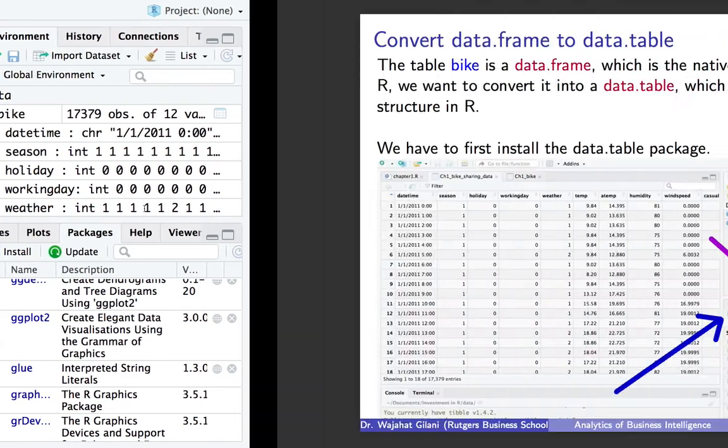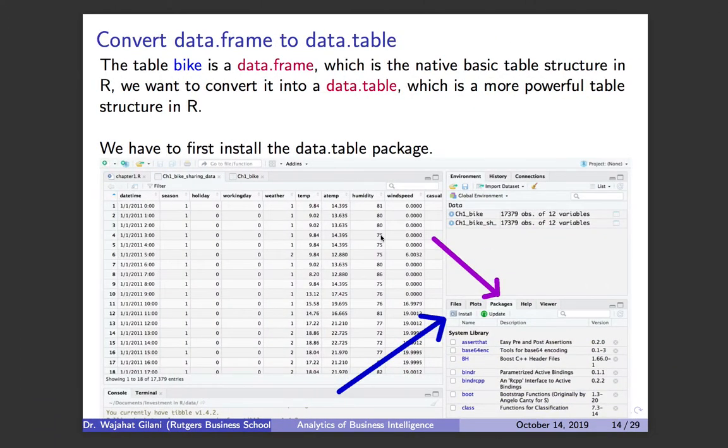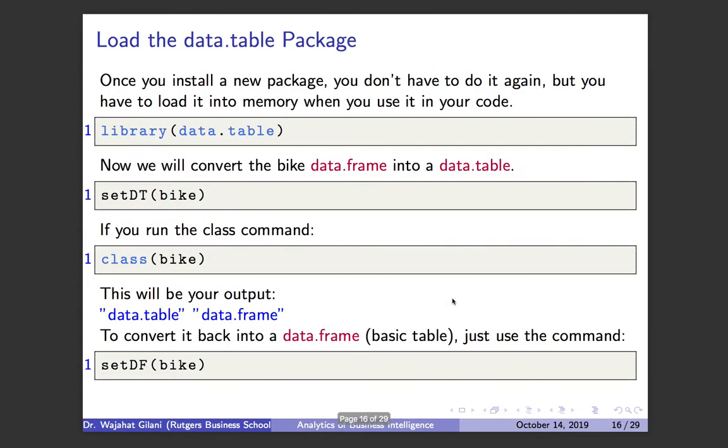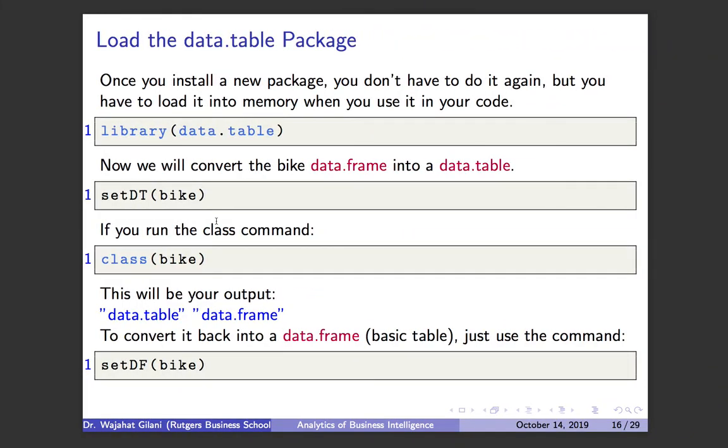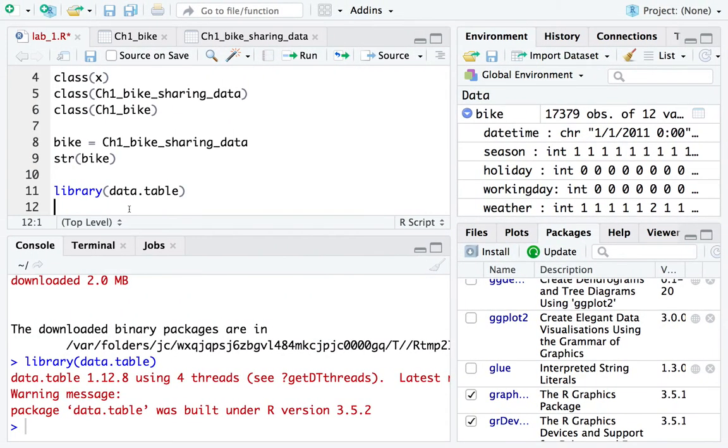All right. Now, so I installed it from my packages, called it, it's loaded up. All right. There's my command. Now, I have library data.table, right? But like before, I have bike. Bike is a data frame. So how do I convert it into a data table now? How do I do this complex task? Well, it's actually quite simple.